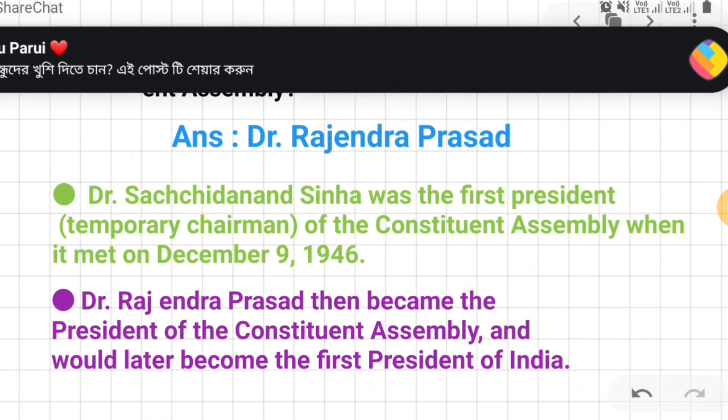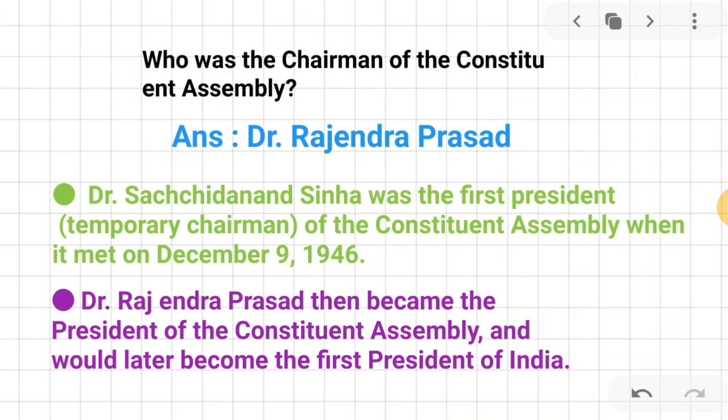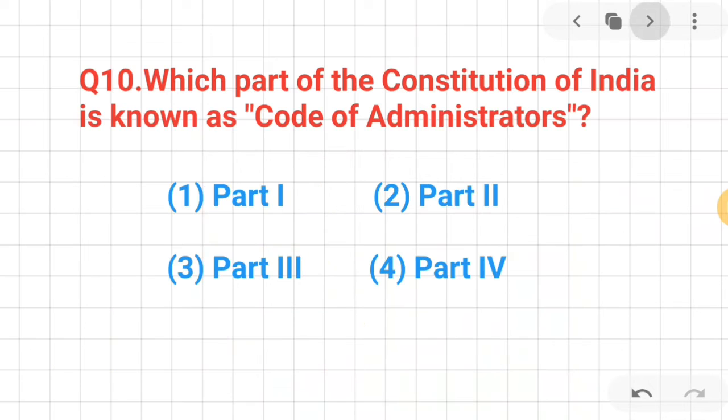Dr. Sachchidananda Sinha was the first president or temporary chairman of the Constituent Assembly when it met on December 9, 1946. Then Dr. Rajendra Prasad became the president of the Constituent Assembly and would later become the first president of India. If the question comes as the temporary chairman, then the answer would be Dr. Sachchidananda Sinha. Okay.